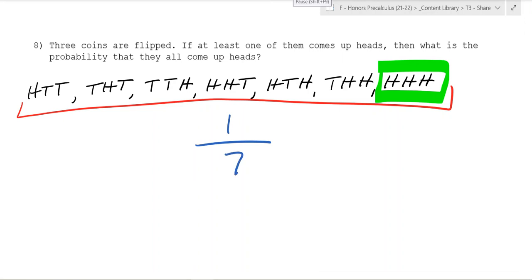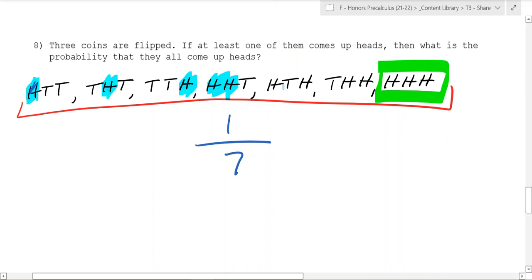Again, you have to come up with different ways to keep track of everything, but remember, at least one of them is heads. So you start here, there's 1 heads here, there's 1 heads here, there's 1 heads here, now there's 2, now there's 2, and now there's 2, and now there's 3. So you can keep track of the different ways to do this. You move the H around.